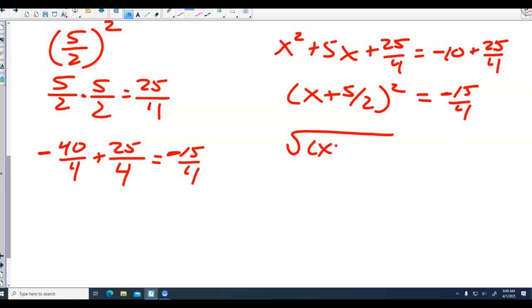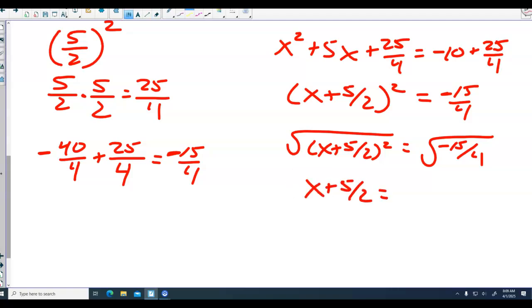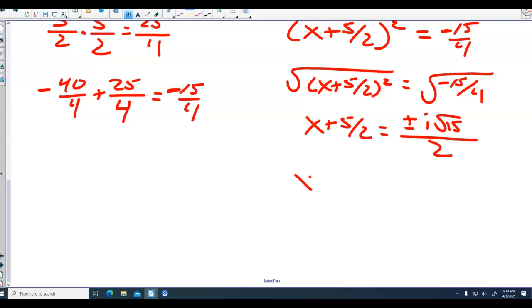When you take the square root of both sides, this becomes x plus 5 halves. This becomes plus or minus i root 15 over 2. You take the square root of the numerator, you take the square root of the denominator. The square root of 4 is 2. That's why it leaves the radical. The square root of 15 we can't simplify. And then my final answer is going to be this: negative 5 halves plus or minus i root 15 over 2.